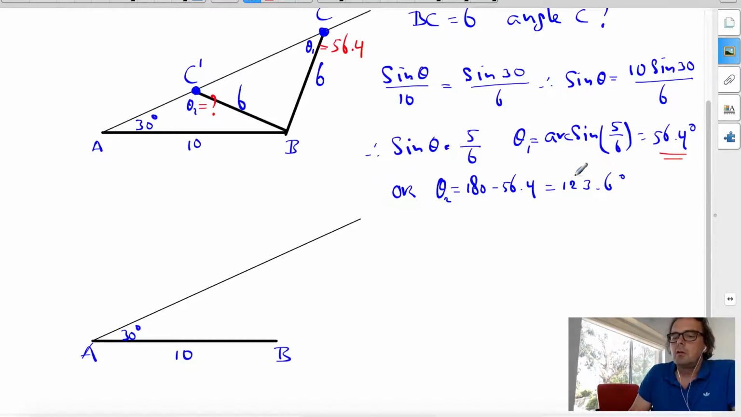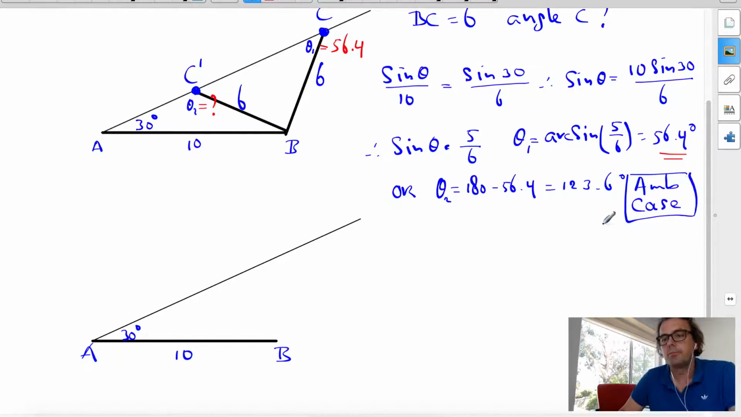So always, when you solve the angle of a sine function, so you use the arcsine or the sine inverse, the answer that your calculator will give you will be the smallest possible answer. But there is also a bigger answer, which you can get by doing 180 take away your first answer. So there's the ambiguous case. Important.